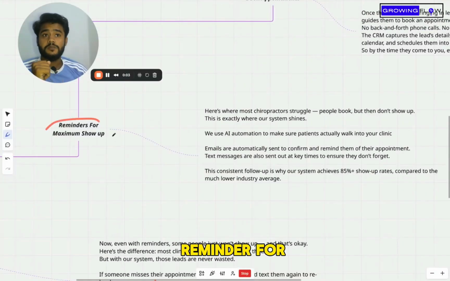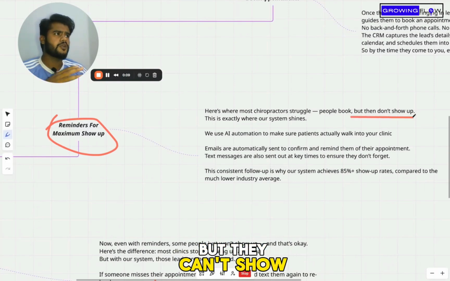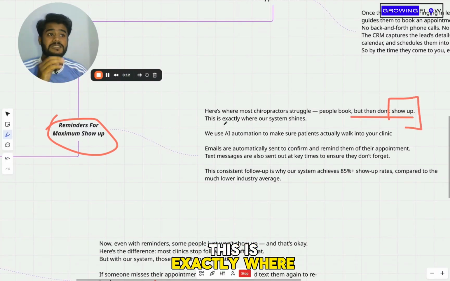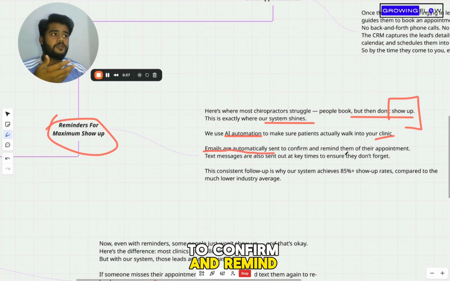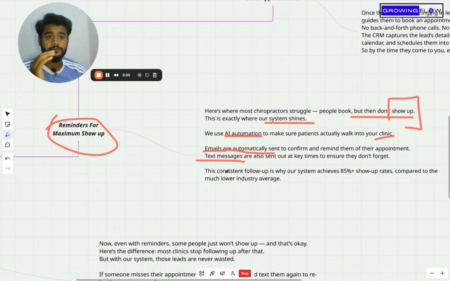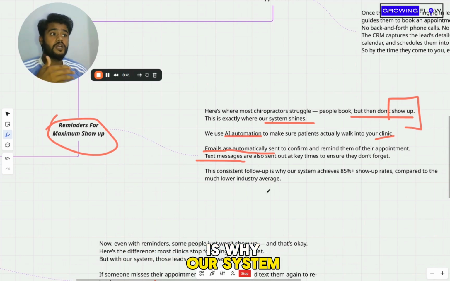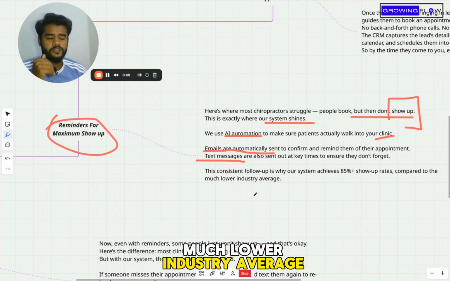The next step is reminders for maximum show-up. It is here where most chiropractors struggle. People book appointments but don't show up to your clinic. This is exactly where our system really shines. We use AI automation to make sure patients actually walk into your clinic. Emails are automatically sent to confirm and remind them of their appointment. Text messages are also sent out at key times to ensure they don't forget. Consistent follow-ups are why our system achieves an 85% plus show-up rate, compared to a much lower industry average.